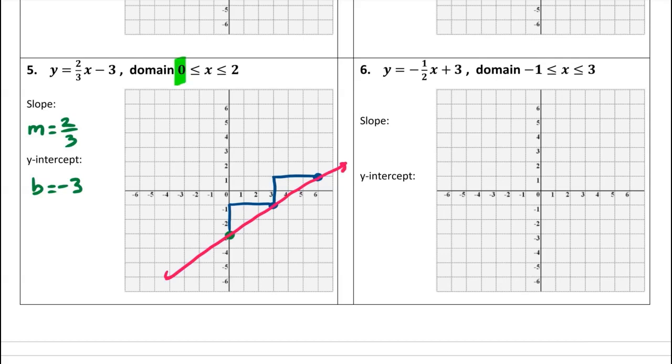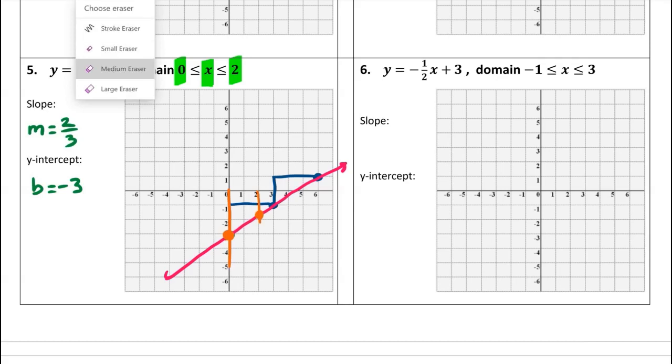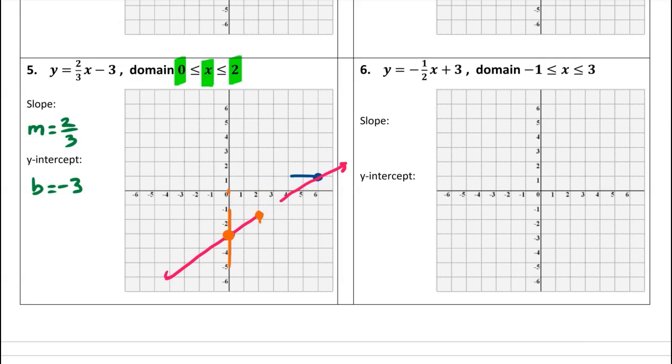Alright. The restricted domain is x between 0 and 2. At 0, you're going to chop it right here, and at 2, you're going to chop it right here. And we erase everything else on the side. We erase this part. We just keep the one in the middle.